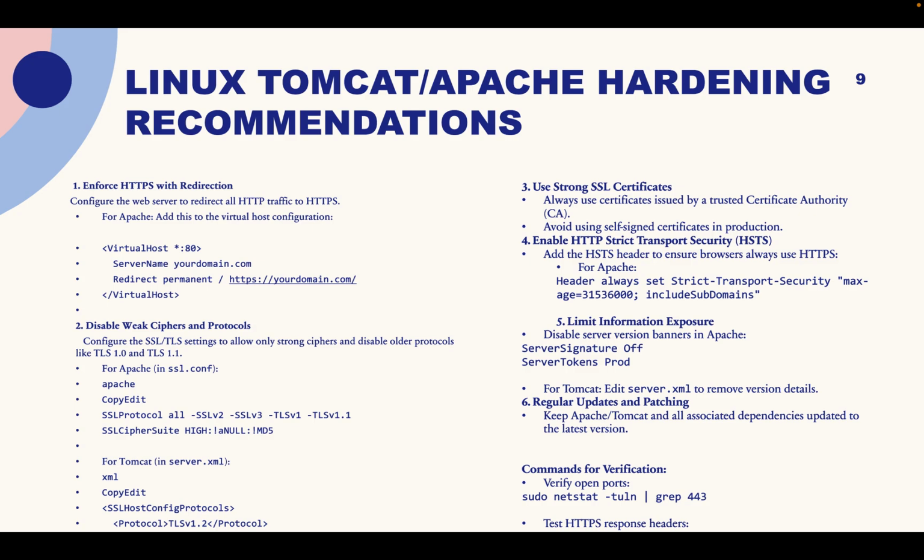And then for 5, we want to limit information exposure. Disable server version banners in Apache. So ServerSignature Off, and then ServerTokens Prod. For Tomcat, edit server.xml to remove version details. And then for 6, regular updates and patching. And then we just have some commands for verification, for open ports using netstat, and then you can test HTTPS response headers also.